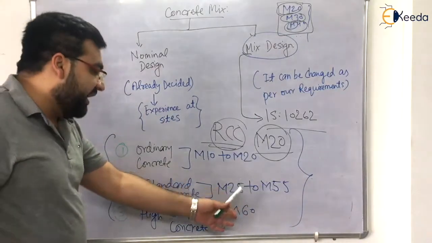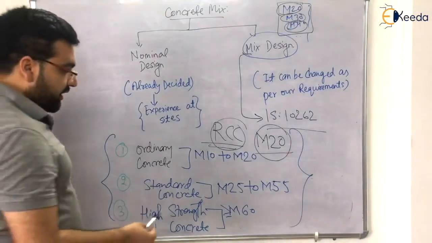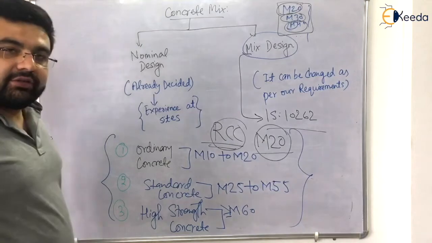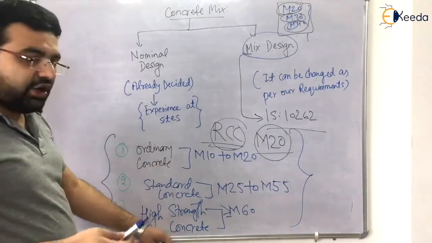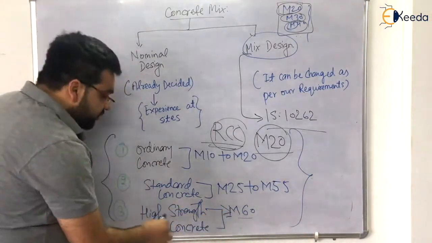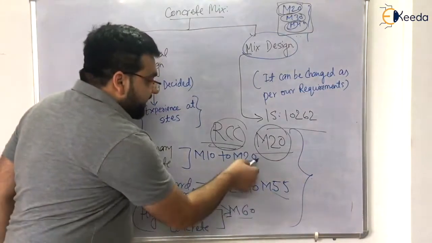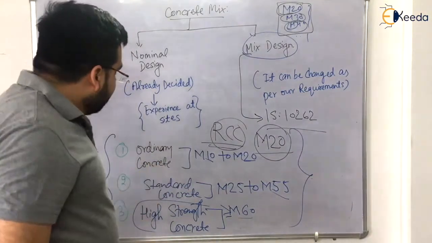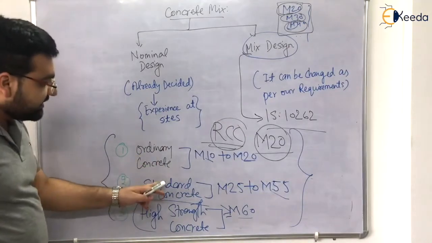Similarly, M25, M60, basically they are asking questions about the boundary values. For example, if it gives you M60 is a type of number 1 ordinary, number 2 standard, number 3 high strength, number 4 none of these, right? At that time people will get confused because M60 is a boundary, so M60 is high strength, not standard, right? Similarly M55, similarly M20, similarly M10. So that's the thing.